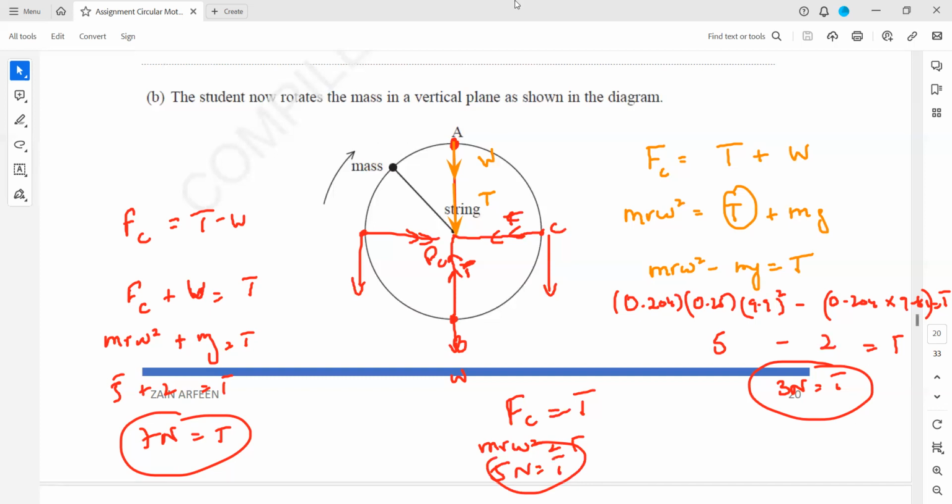So here, at different positions, like at position A, we need 3 Newton tension. At position B, we need 7 Newton tension. Here we need 5 Newton, and here also we need 5 Newton. But the centripetal force will be the same. Centripetal force is 5 Newton throughout, but tension varies as the object moves from one position to another.